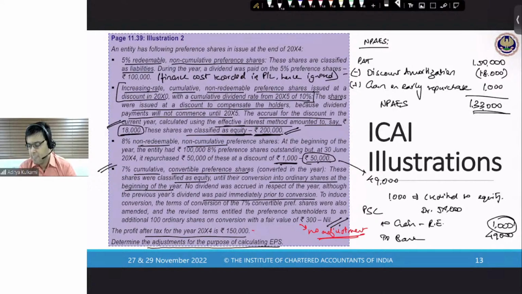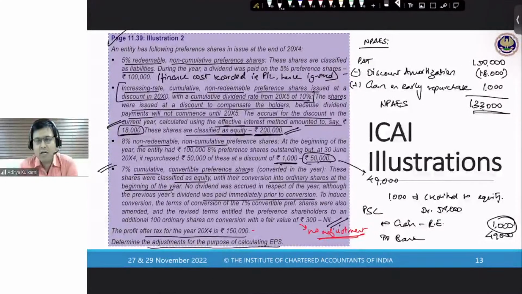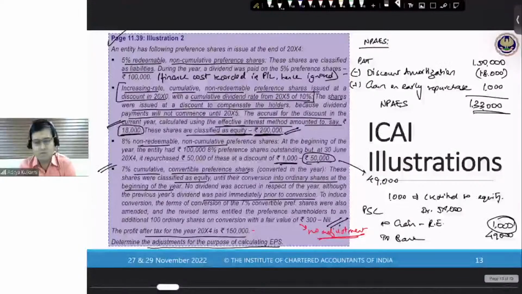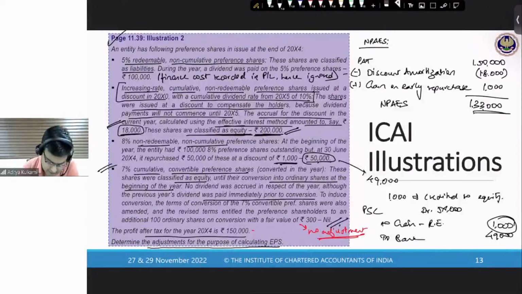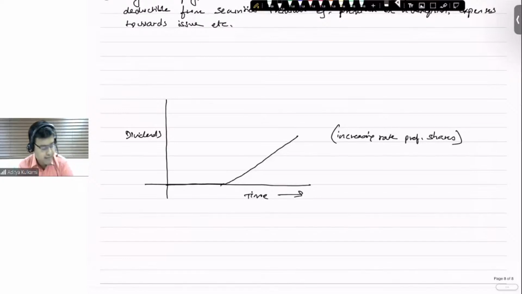All right. Fine. So that is my illustration 2. These illustrations, frankly speaking, are more confusing. They confuse you more than they clarify your thoughts. Illustration 1 and illustration 2 are more confusing, but fine, what can we do. So we have done now basic EPS, we have done early conversion, early redemption. We have covered all these things.